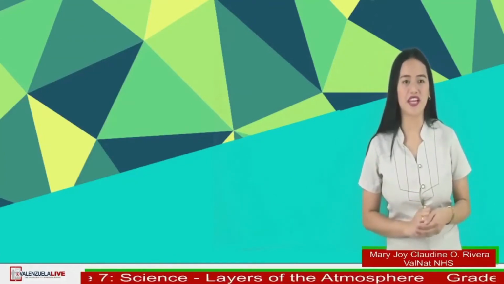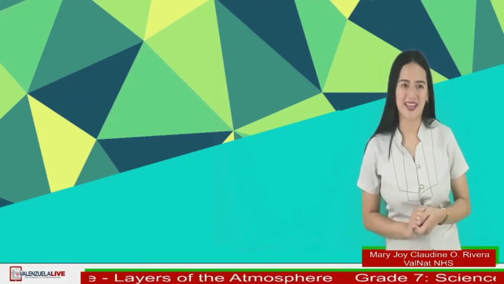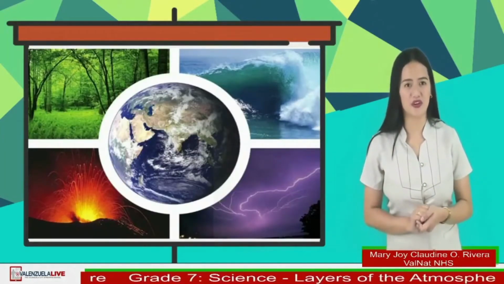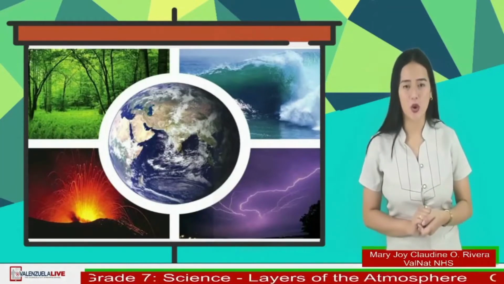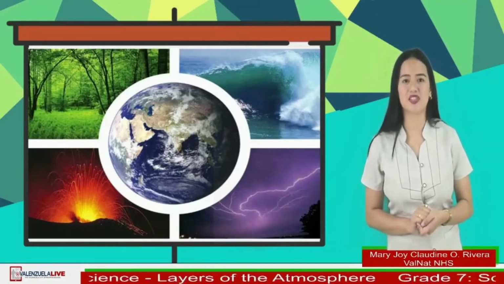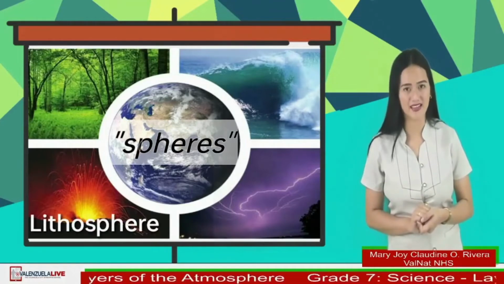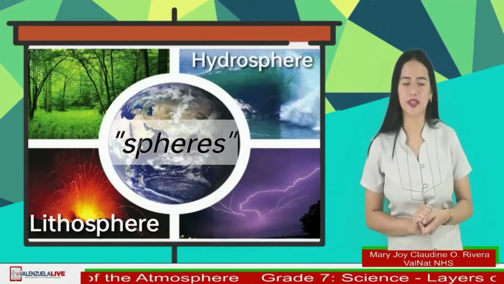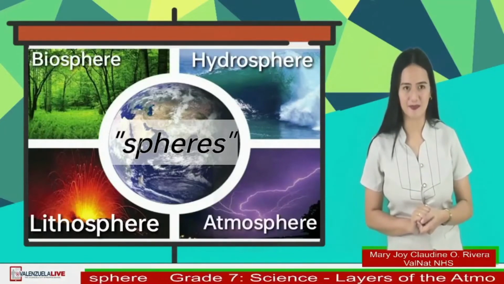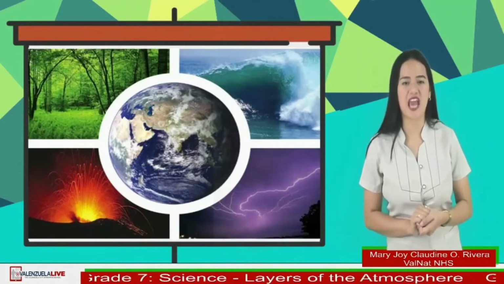Now that you have learned about the Earth's resources, let us now move on to the next topic. Let us start with the 4 different subsystems of the Earth, and these are land, water, living things, and air. The 4 subsystems are called spheres. They are the lithosphere for land, hydrosphere for water, biosphere for living things, and atmosphere for air. So for today's discussion, we will be talking about the layers of the atmosphere.